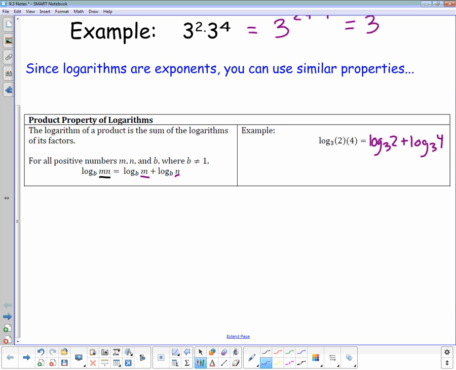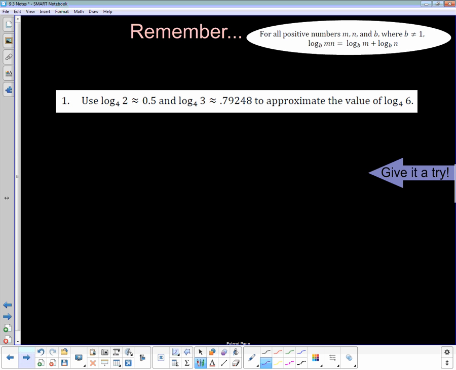So let's take a look and use that in our first example, number 1. In number 1, it says, use the fact that the log base 4 of 2 is approximately 1/2, and the log base 4 of 3 is approximately 0.79, and we're going to approximate the value of the log base 4 of 6.